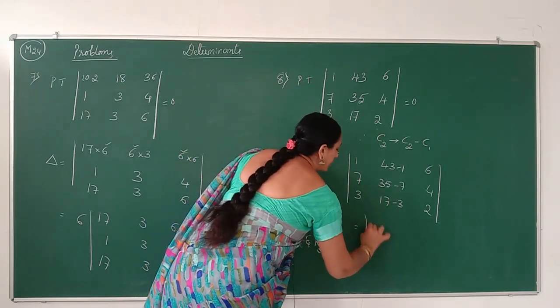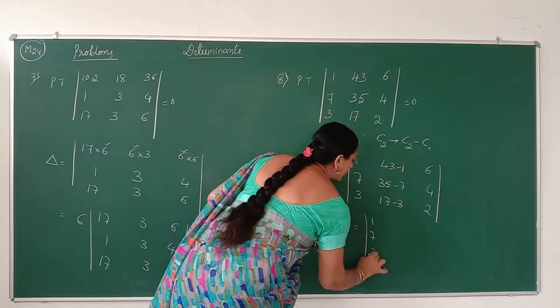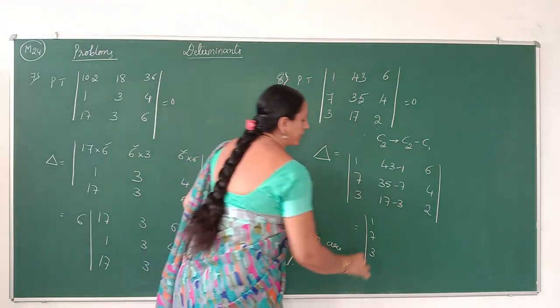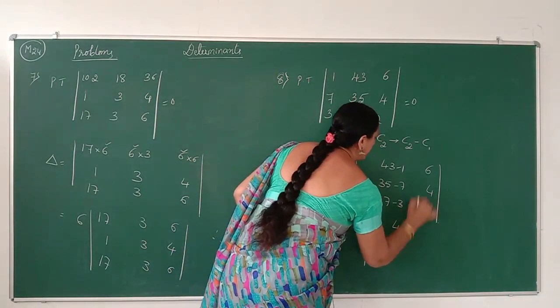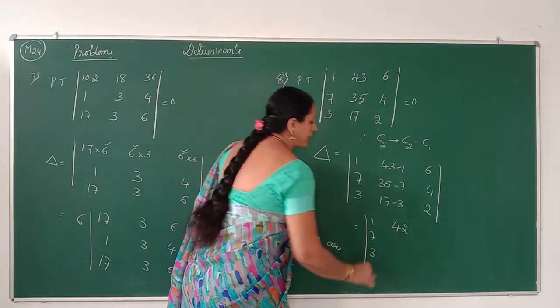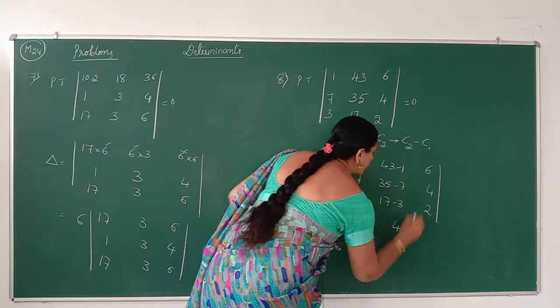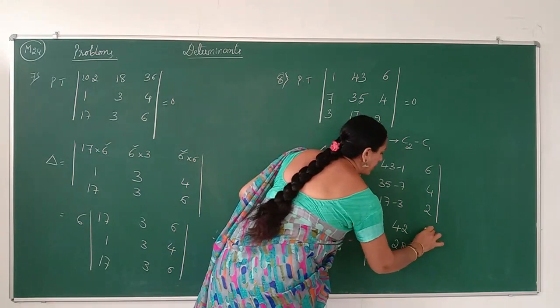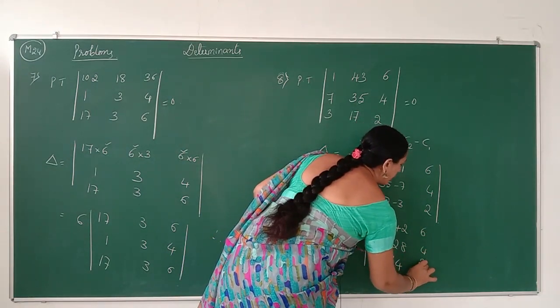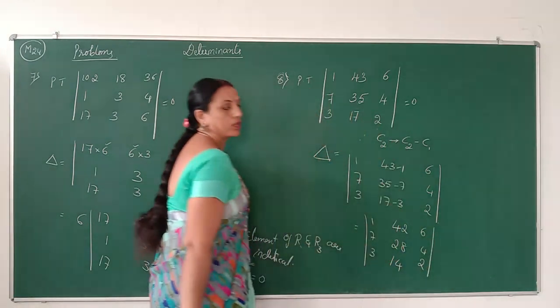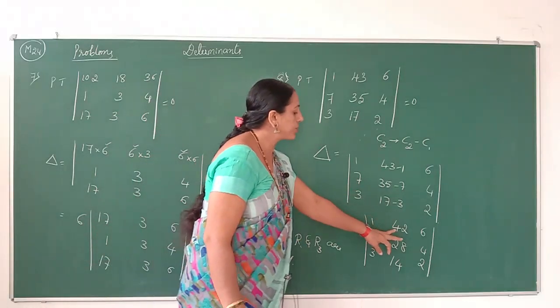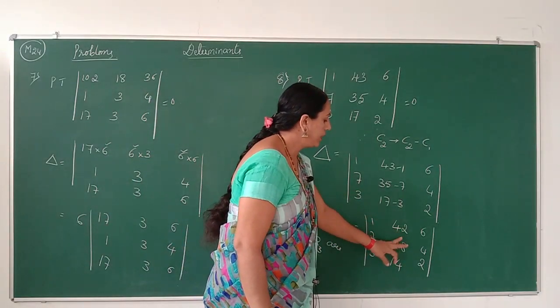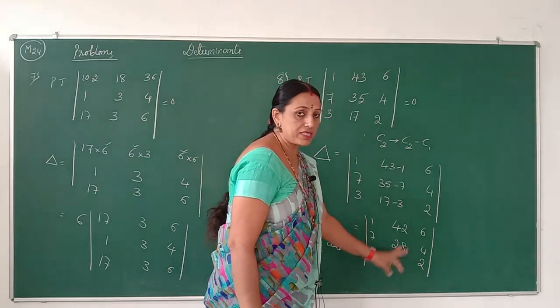Then 1, 7, 3. 43 minus 1 is 42, 35 minus 7 is 28, and 17 minus 3 is 14. The elements of the third column are 6, 4, 2. After that, again we will observe the elements of the second column. Each is a multiple of 7.